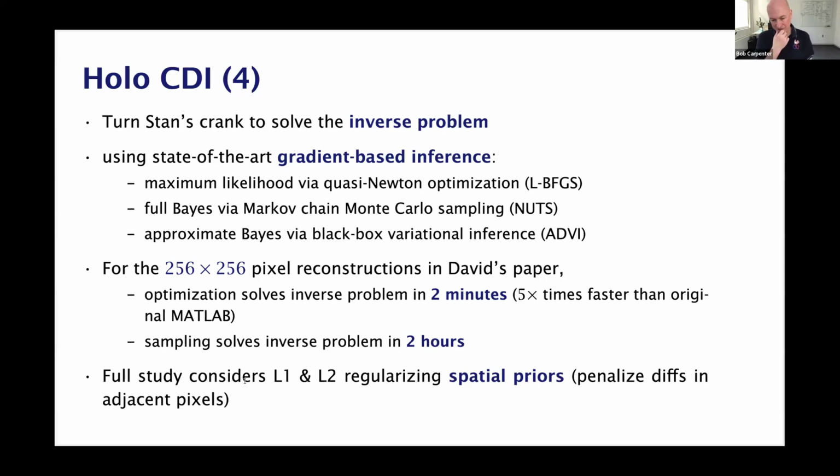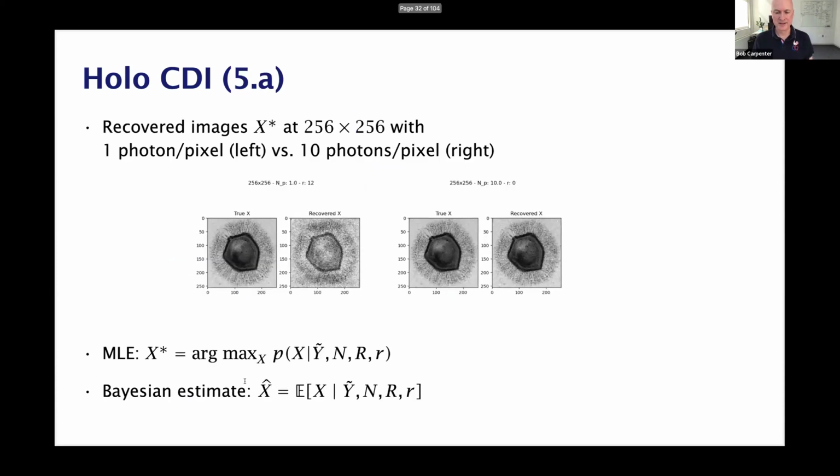For the 256 by 256 pixel thing, Stan takes a couple minutes to do this with inverse, by doing optimization. It takes a couple hours to get a reasonable solution with MCMC. But as far as I know, nobody's ever solved this problem with MCMC before. It produces some interesting results in terms of the likelihood. We consider different priors, but you can see here what happens. The image on the left is what we can recover if we on average observe 1 photon per pixel. The right is what we can reconstruct if we can observe 10 photons per pixel. Turns out we cannot do the thing on the right.